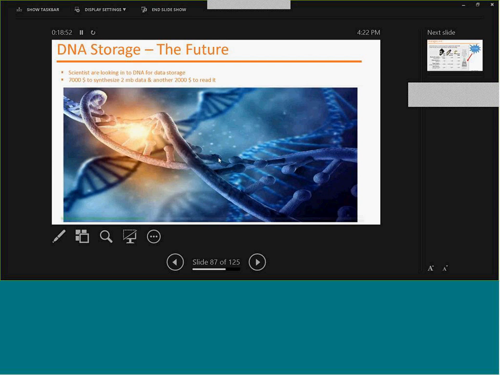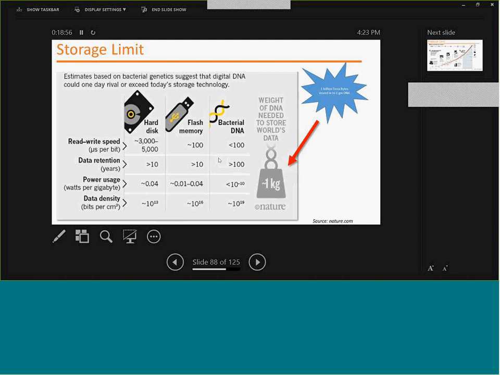But scientists are still looking into DNA storage, and here is the projection. Once we have DNA storage up and ready, 1 gram of DNA can hold up to 1 billion terabytes of data. And with that statistic, the entire world's data can be captured in 1 kg of DNA. This is where the entire world is heading now.